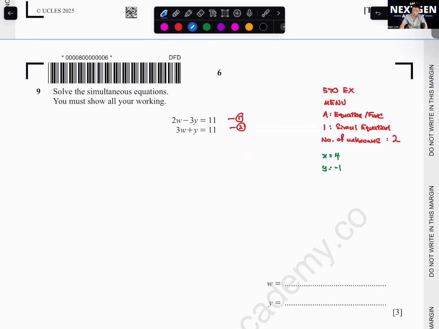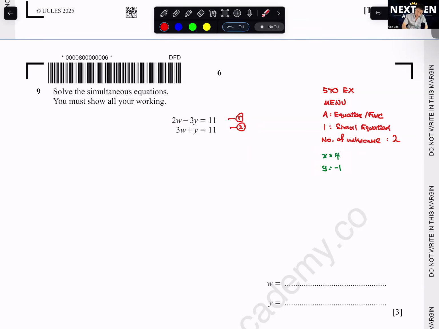Okay, so we know that our final answer, W, we treat as X, W will be equals to 4. Y is equals to -1. Okay, so whatever method that you use, you still need to show your working. Okay, but your worst case scenario, if you forget, at least you write down some sort of answer. But you have to write some sort of working inside also.